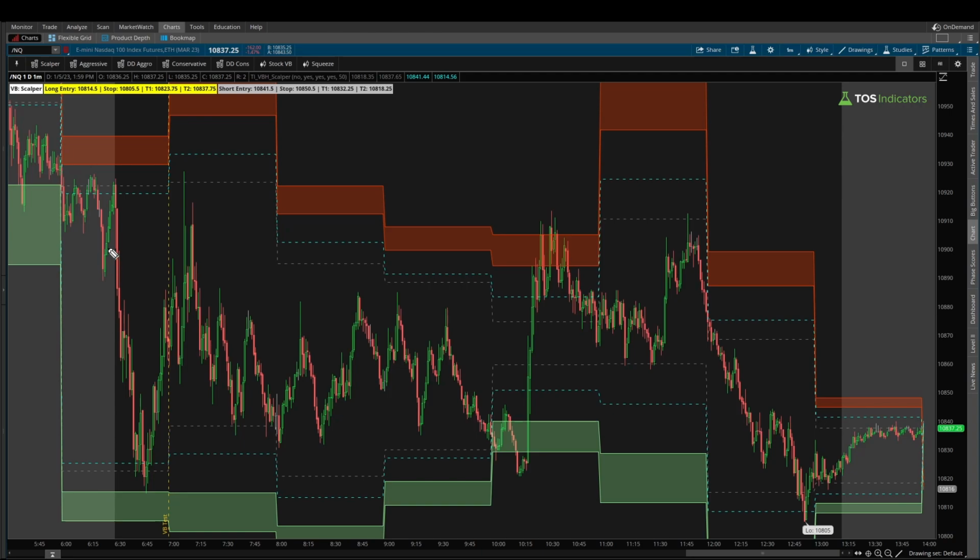Now using the scalper, what we can see in the morning is price action has hit the lower end of our scalper volatility box lines. It did so with this green candle and continued to build a base right down here. So that's step number one.